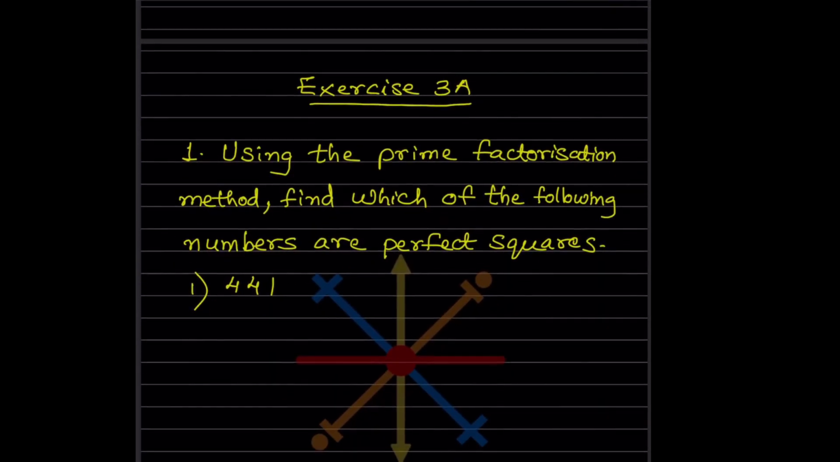Now let us see the exercise. Wherever possible, I'll give you the explanation. Using the prime factorization method, you have to find which of the following numbers are perfect squares. Let us see 441. You know how to take the prime factors. Now we will take 441.